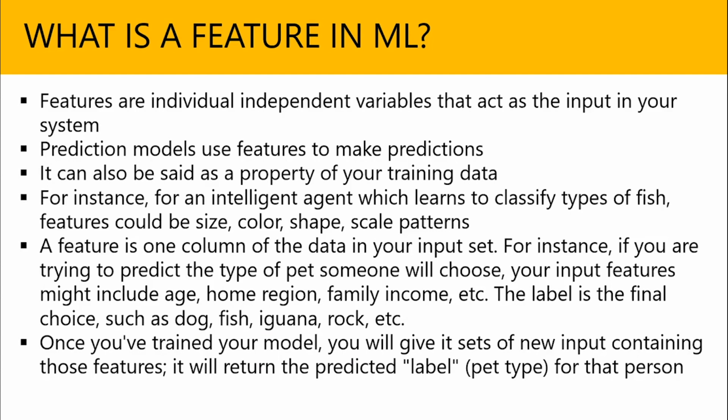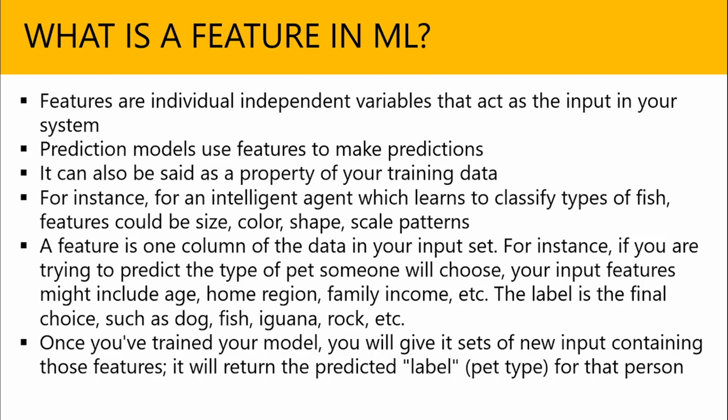So features, think of them as independent variables, right? A variable is something that stores data that acts as the input in your system. So prediction models, when created, use these features to make predictions. It can also be set as a property of your training data. So again, features are simply like an input, right? And then of course something gets processed and you do get an output at the end, which is the prediction.